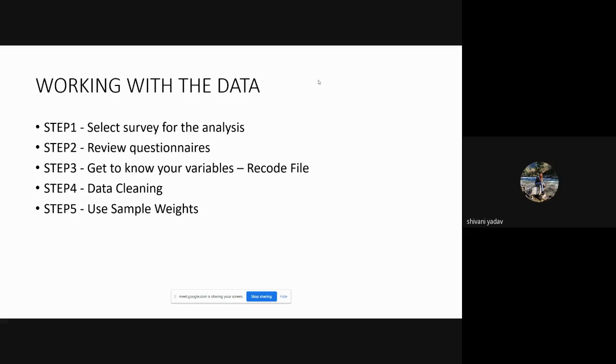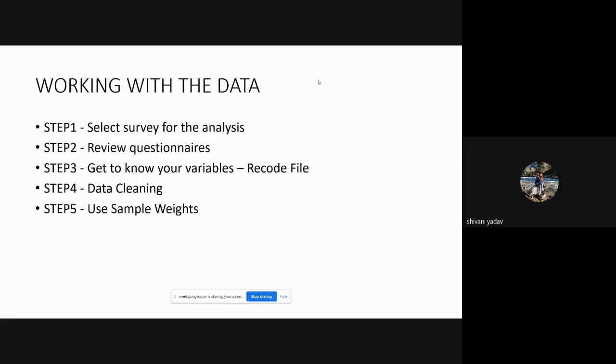There are certain things that are not given in the questionnaire. I mean, you are trying to know your variable in the data set, but you can't really get enough information in the questionnaire. Then the Recode file comes to your rescue. So the third important document is your Recode file. This file is basically provided by DHS, and it has all the data variable descriptions. So I'll show each of these things to you.